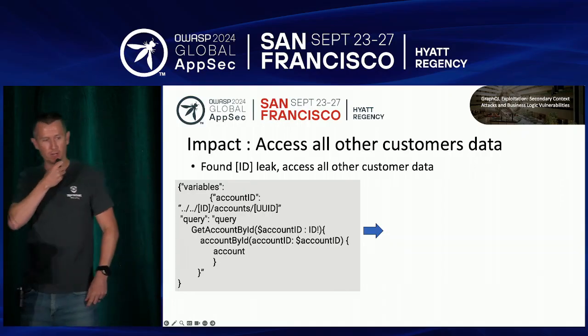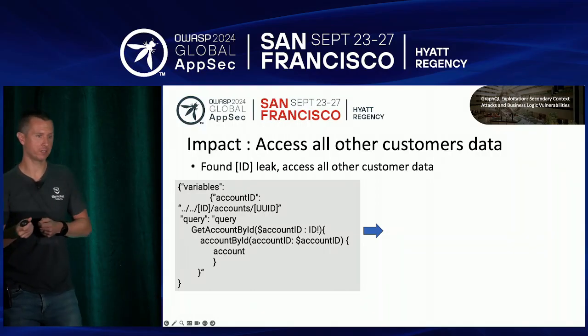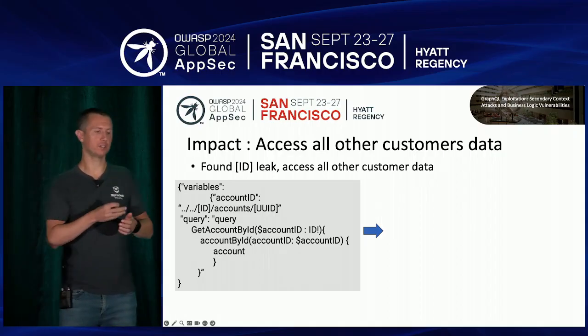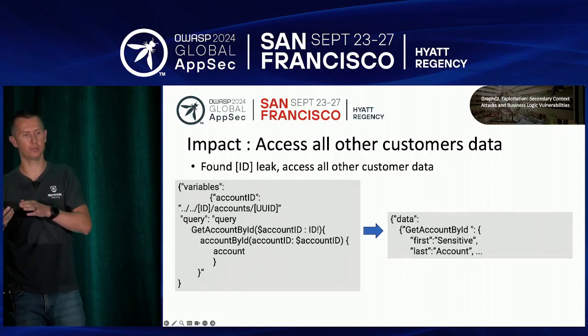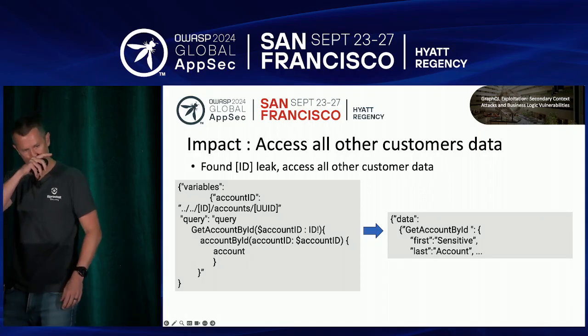So the final payload ended up being, I had to find a GUID leak on another part of the site, which was not a big deal. Found that, and then it becomes ../ user 2's account/accounts/GUID. Now you can access anybody's data at all.